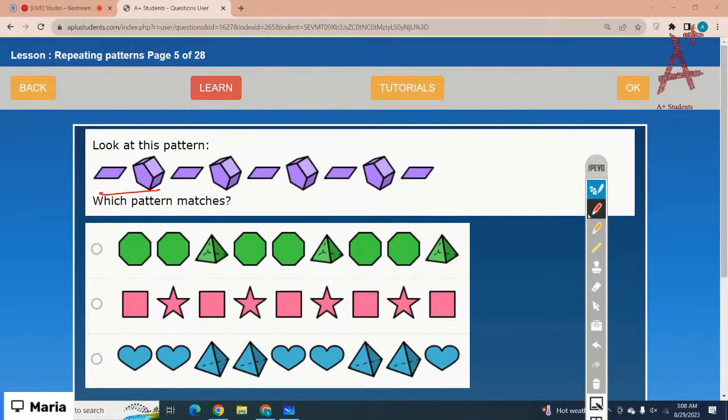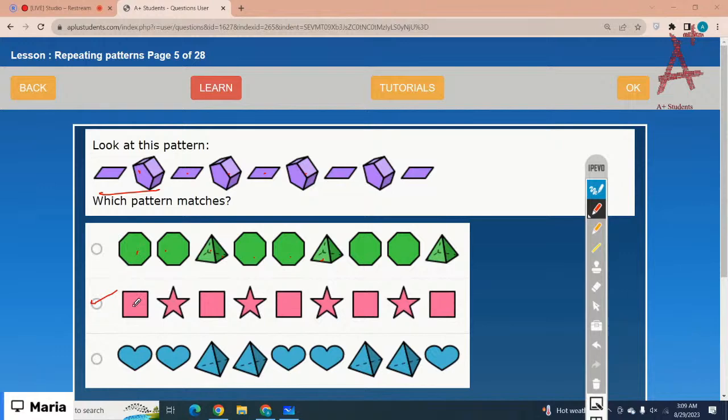So the two items are just one time, right? And the pattern repeats itself. One time the rectangle and one time the polygon, then rectangle, then polygon, then rectangle, then polygon. So you have to look for the pattern that matches. Just look here, two polygons, one cube, two polygons, one cube. No, you have to look for the one that has one.